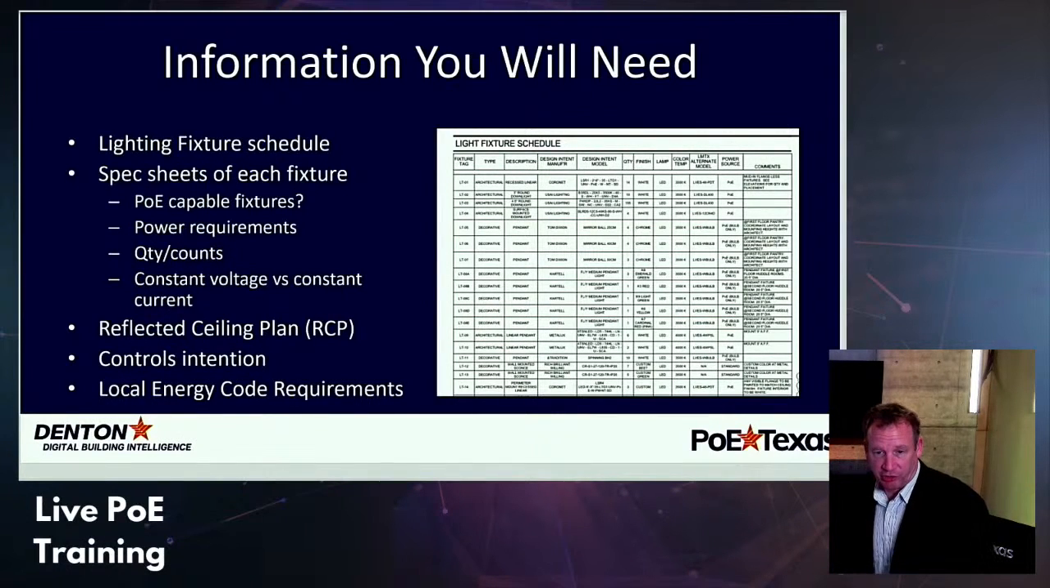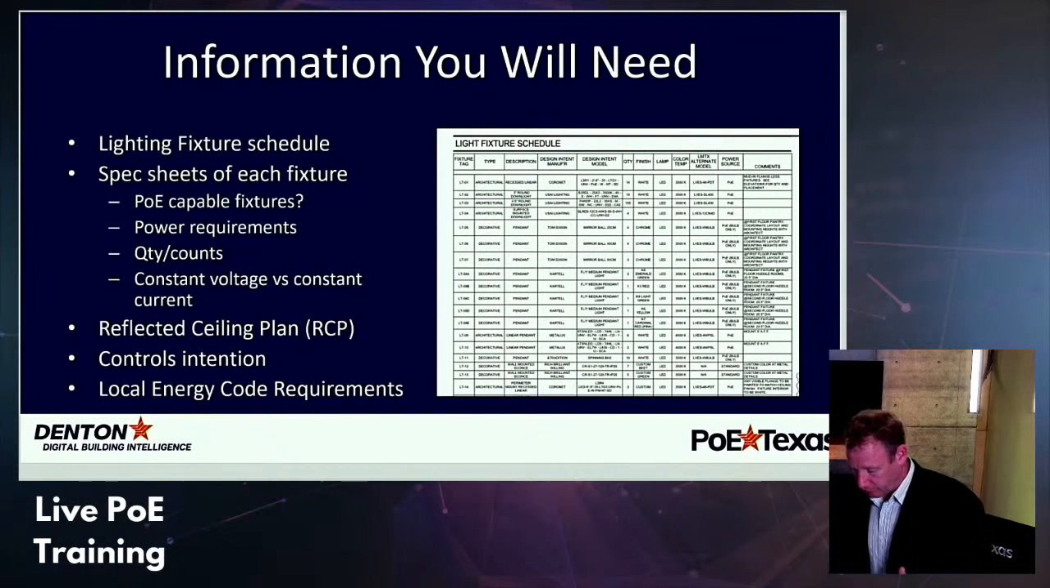You will need the spec sheets for each of the fixtures. Are they capable of supporting PoE? What are their power requirements? How many do you need? Is it a constant voltage or a constant current fixture? Often tape light will be constant voltage. A trough overhead will be a constant current.